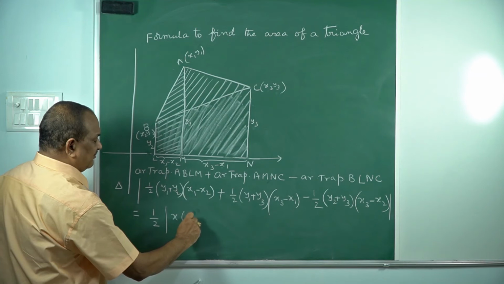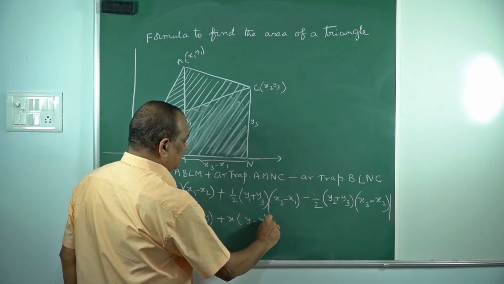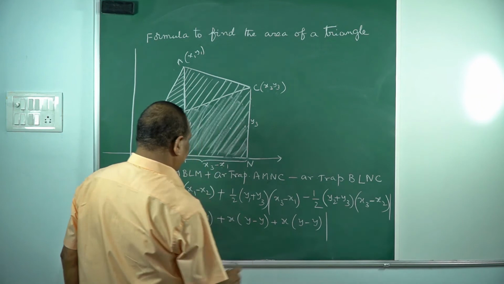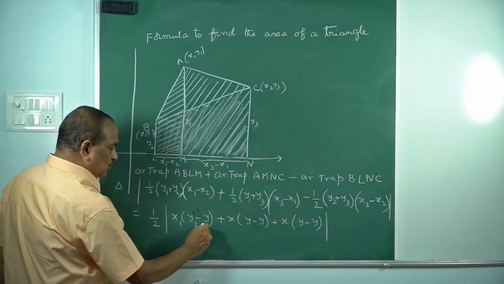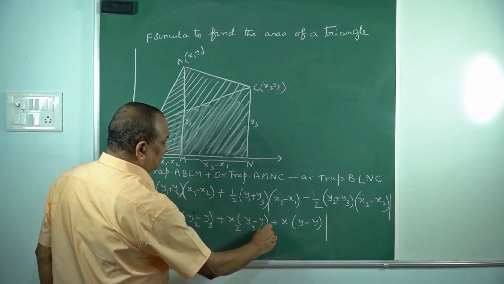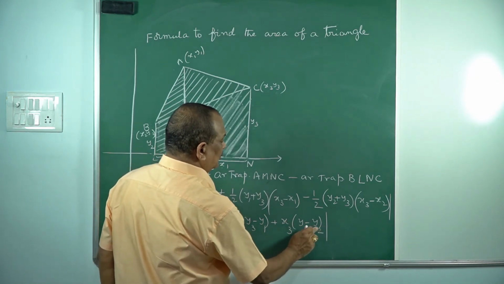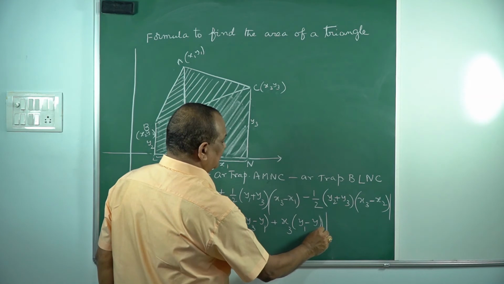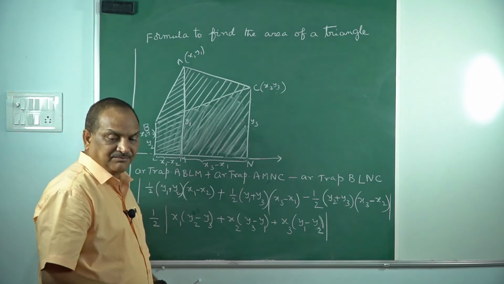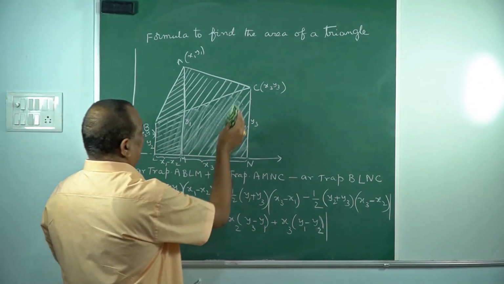You write x, y, y. Again you write x, y, y. Again you write x, y, y. Close it. Now 1, 2, 3. Start with 2: 2, 3, 1. Start with 3: 3, 1, 2. So this is how you get the formula. And the figure I am going to show once again to give you a little clarity. See the figure carefully, how I am doing it. I leave it here.